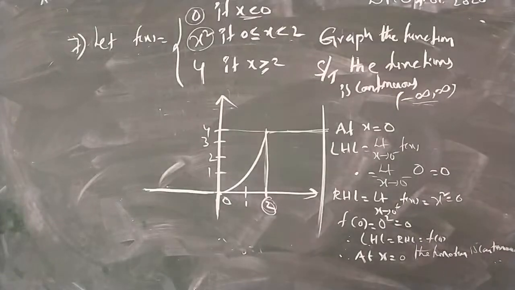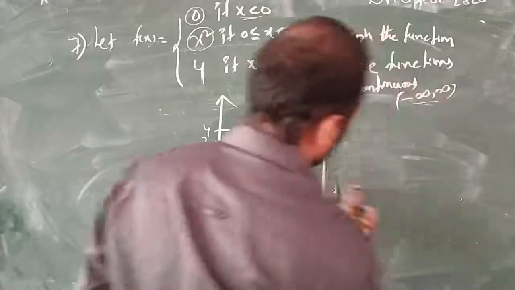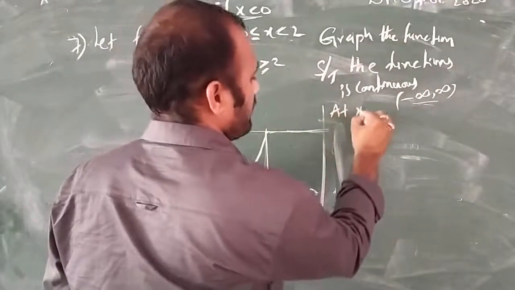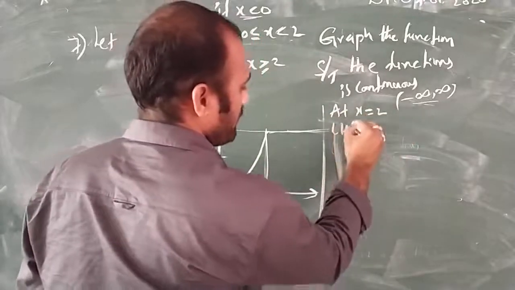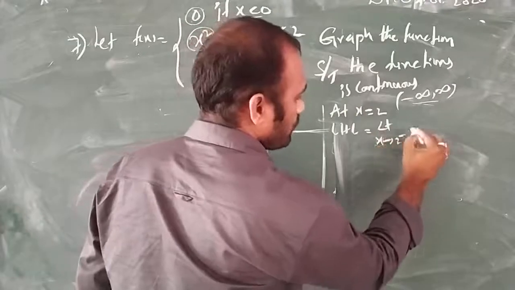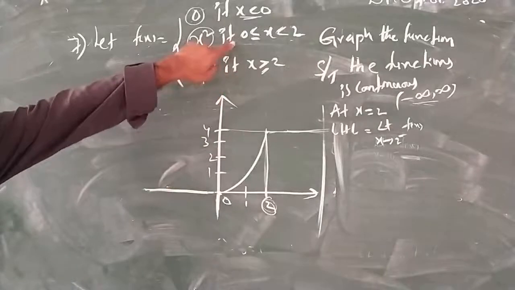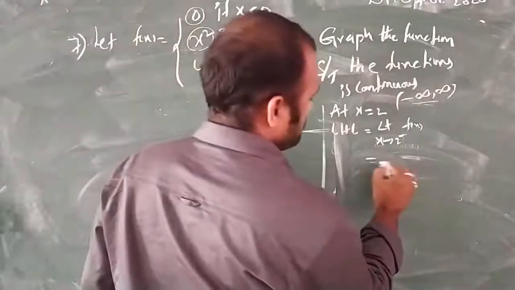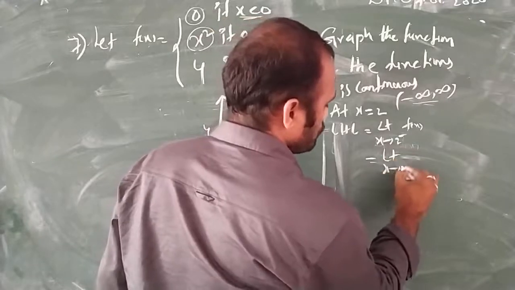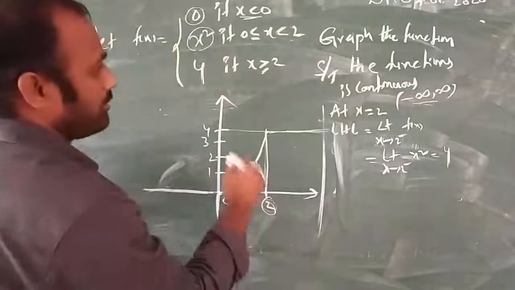Next, let us check at x is equal to 2. At x is equal to 2, the left hand limit: limit x tends to 2 minus f of x. For less than 2 values, it will be x square. So limit x tends to 2 minus x square is 2 square, which is 4.